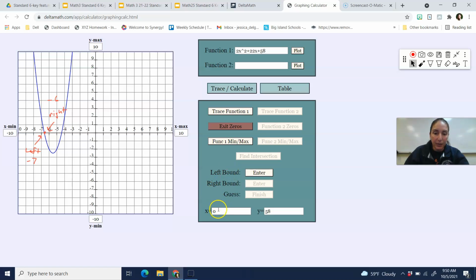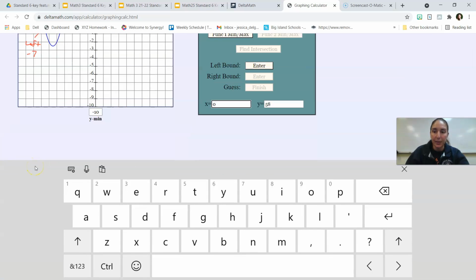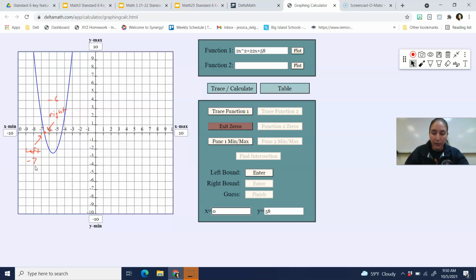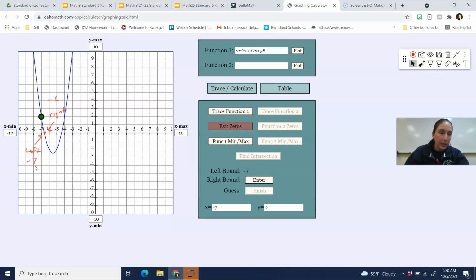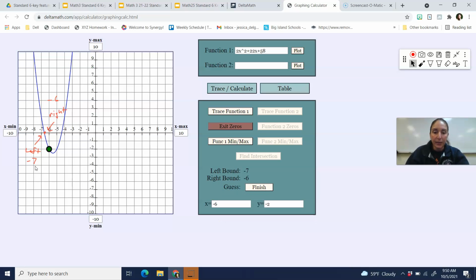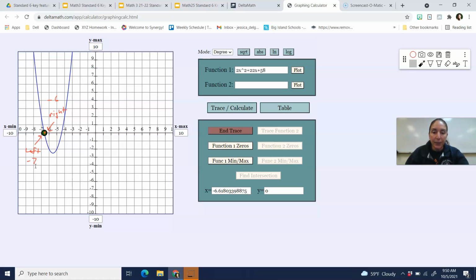Left bound. Well, left is -7. So left bound, -7. Don't worry about the y. Left bound is -7. Enter. Sweet. Right bound. We say, hey, here's our intercept. Anything to the right. I'm going to choose -6 because that's something nice to the right. Again, type it in for x. Enter. It's going to put a guess in. We don't really care. Finish. There's my intercept right here.